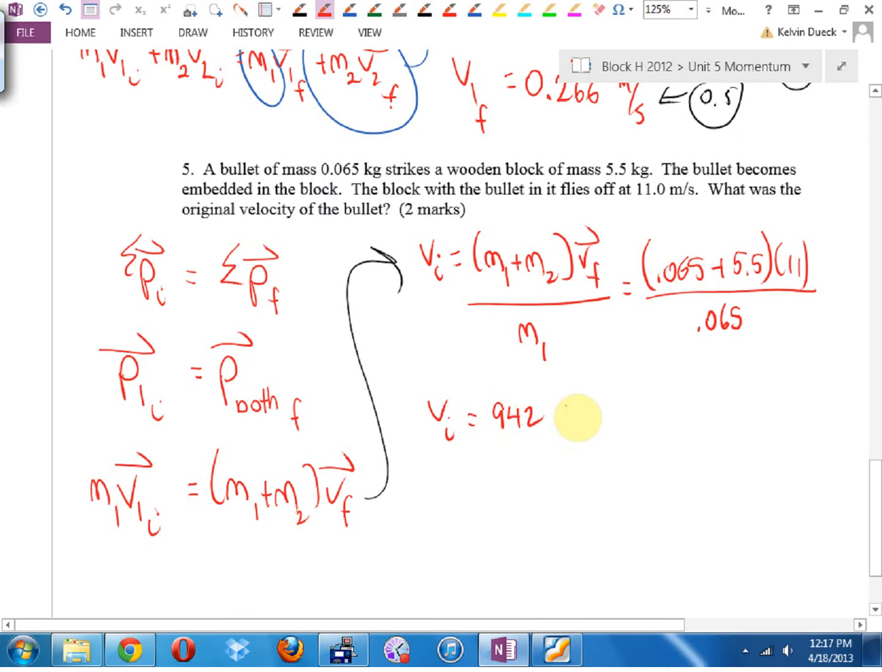Units? Oh, that would be kilograms and then meters per second. That would be for momentum. This is just a velocity. Oh, then I don't know. Yeah, you do. You just don't know that you know. Meters per second? Yep.